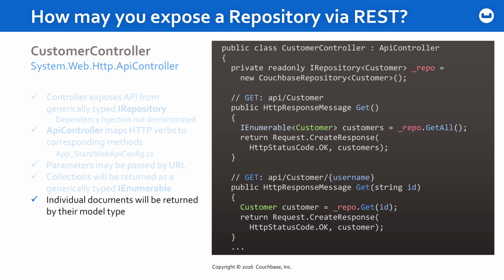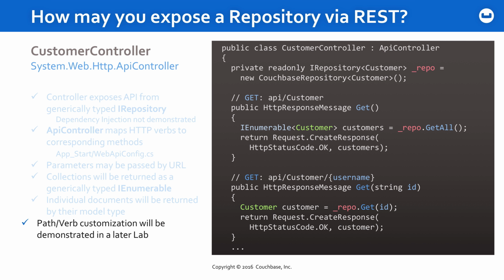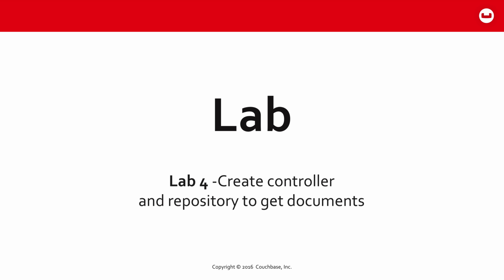If you get a collection back, collections will be returned as a generically typed IEnumerable, and then individual documents would be returned by their own model type. Again, API controllers are doing the underlying magic of mapping JSON documents to the model that's been created. We'll talk a little bit later on in the course about path and verb customization. It'll be demonstrated in a later lab. We'll see the documentation in just a moment. So in the lab, you're going to go about creating the controller in the repository to get the documents.